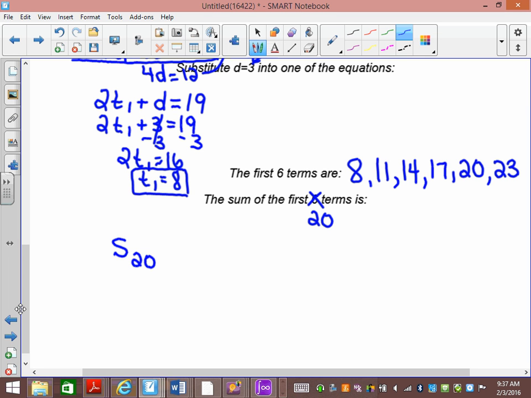Do we use the first sum formula when we know d, or do we do the last sum formula where we know the last term? Do we even know the last term? Do we know what T20 is? No. So we have to use the first one.